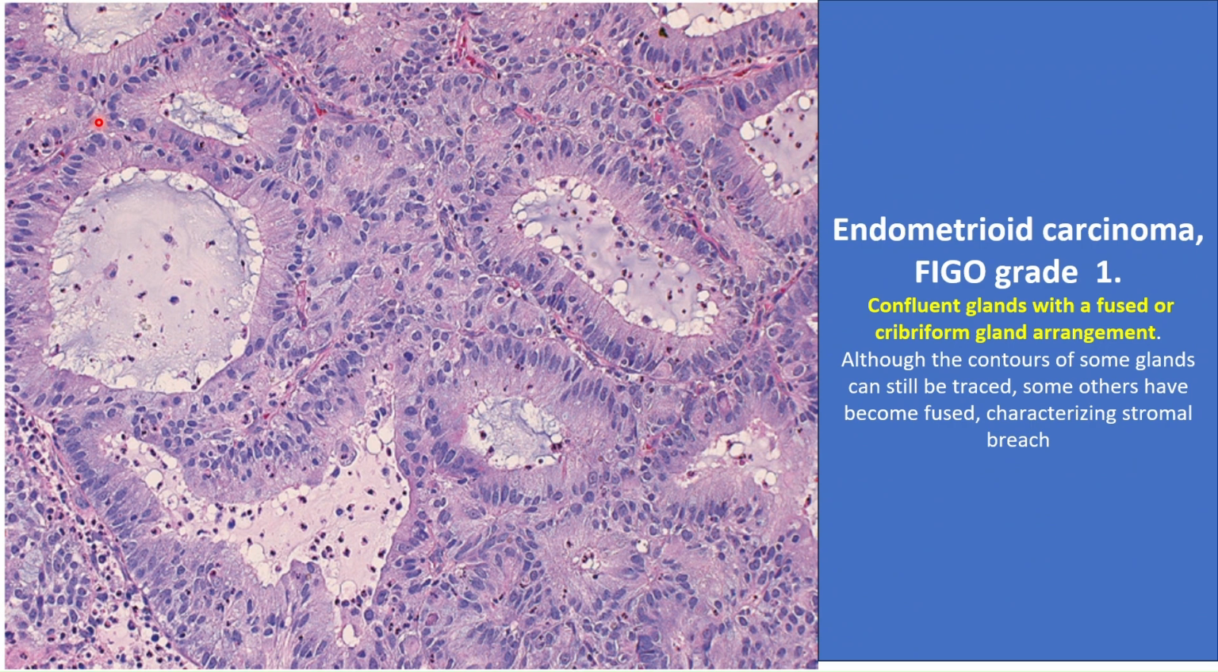Again, in this section we can easily identify the lumen of the gland, but here also there is no stroma in between glands, and they are fused, indicating stromal breach. So this is confluent glands with fusion, and here some cribriform arrangement.